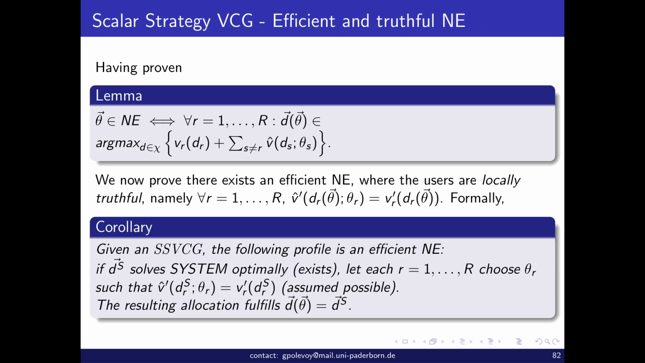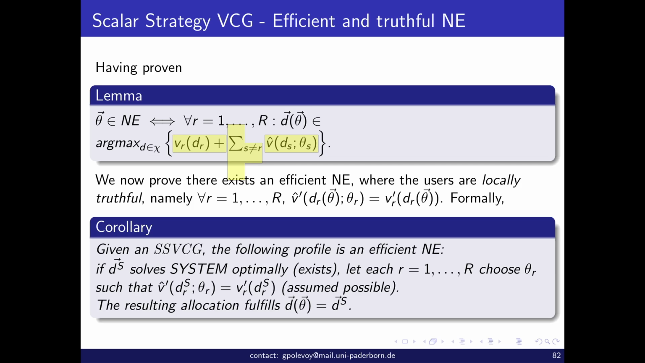So indeed, we've proven that lemma, that theta is a Nash equilibrium if and only if for every player, what is chosen based on theta optimizes the expression. Now we move forward to prove the central statement of this part. In fact, it is called a corollary, not a theorem. But the thing is that it's going to be quite a simple corollary.